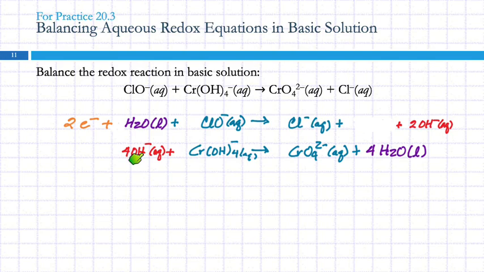Down here, I've got 4 and 1 is -5, and this is -2. So I need 3 electrons over here. So 3 negatives and 2 negatives makes 5. 4 negatives and 1 negative makes 5.